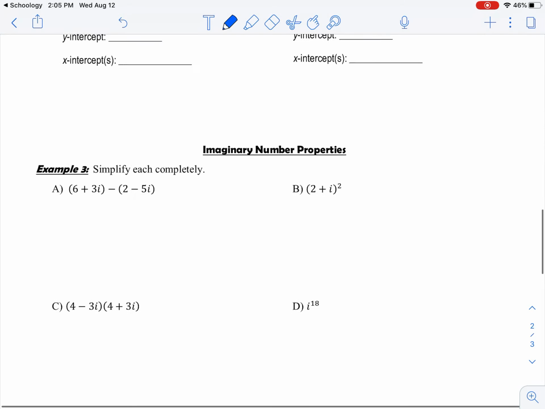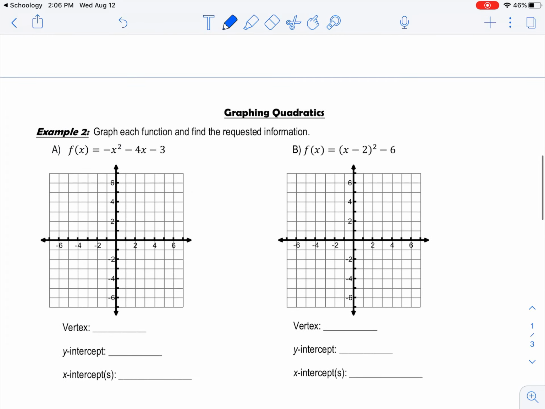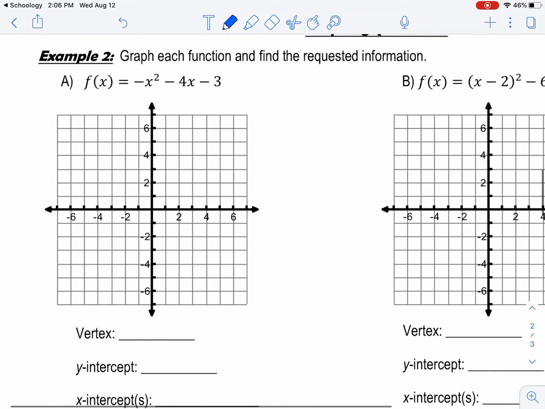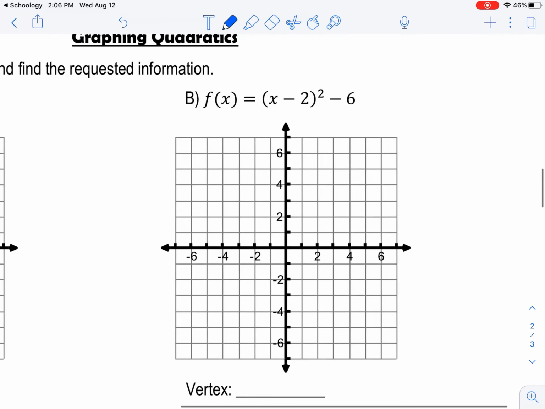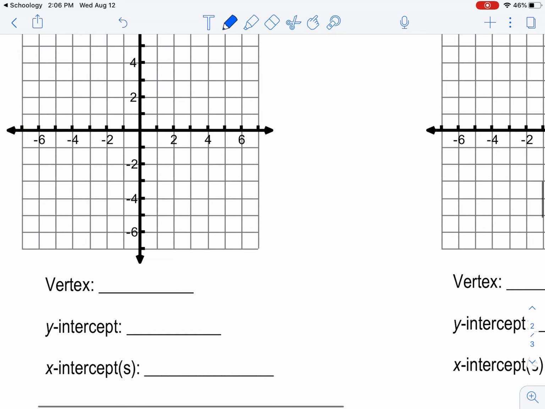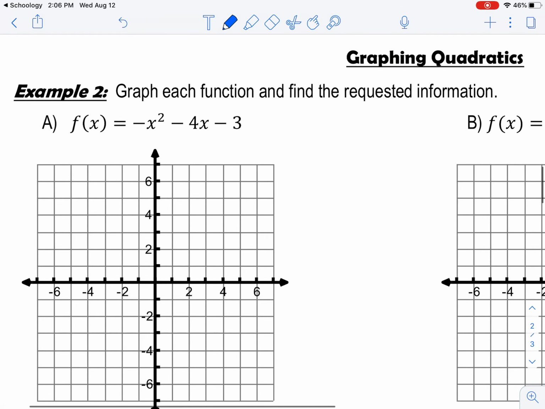Okay, we have 2 more topics left. Graphing quadratics and the properties of imaginary numbers. Okay, so let's start with graphing quadratics. So we have 2 different forms here. We have standard form and we have vertex form. Vertex form, I personally believe, is easier, but there's parts that are easier about standard form also. Okay, so standard form is in the form y equals ax squared plus bx plus c.